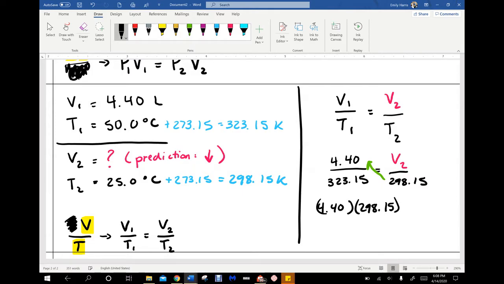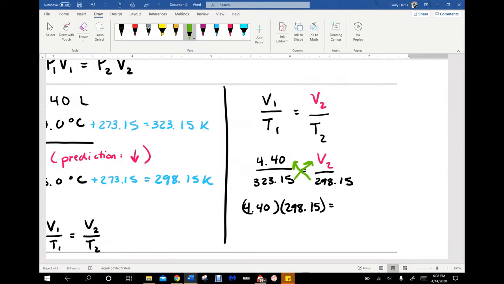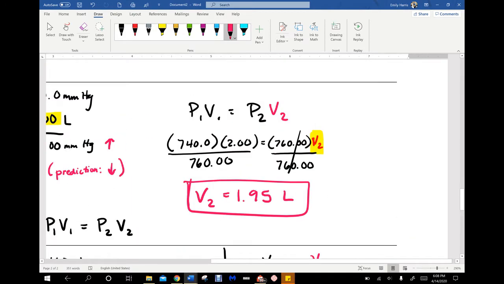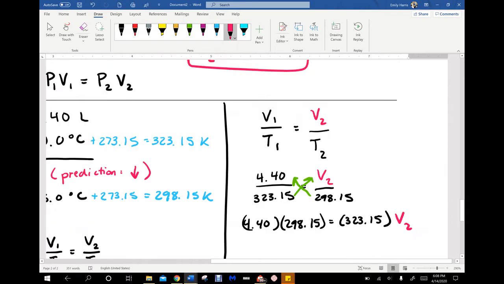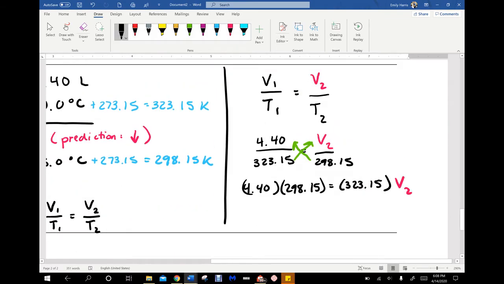And then what you can do is set that equal to the other 2 parts multiplied. So you take the denominator of the first side, 323.15, and multiply it by the numerator of the second side, V2. Then this becomes a problem just like before, where we divide by the variable next to the V2. That way we can isolate it by itself.